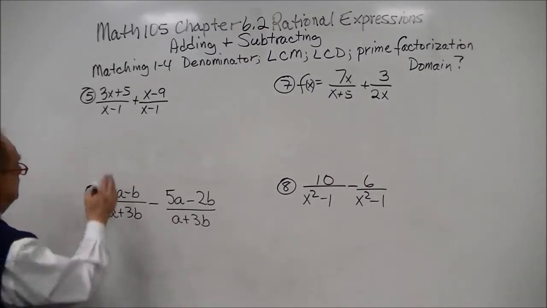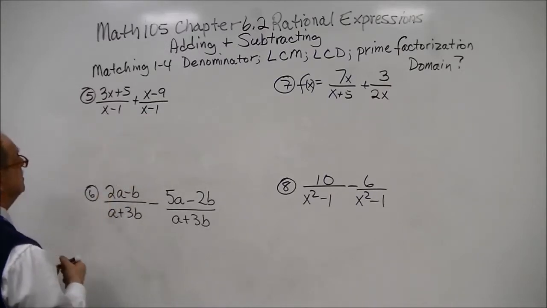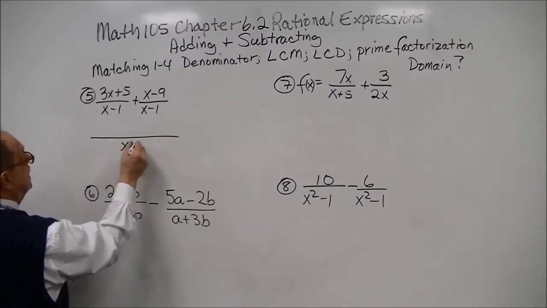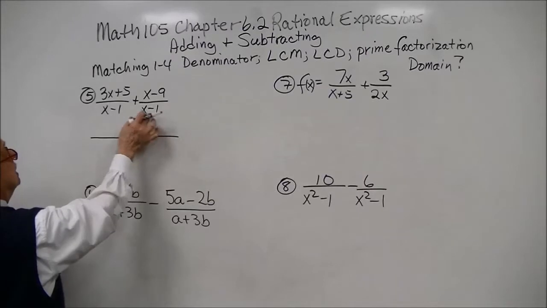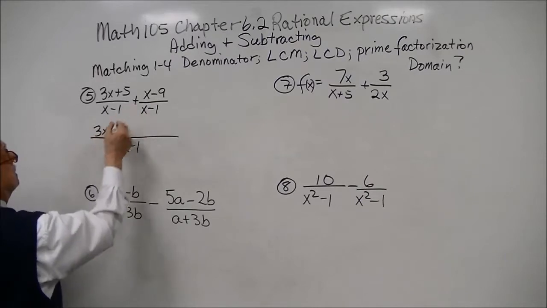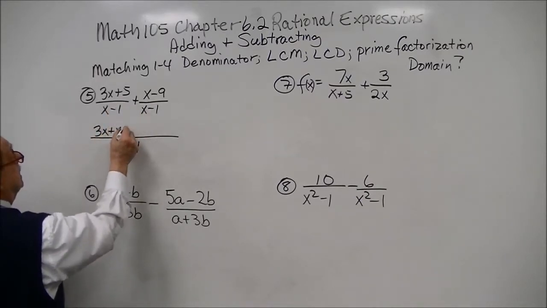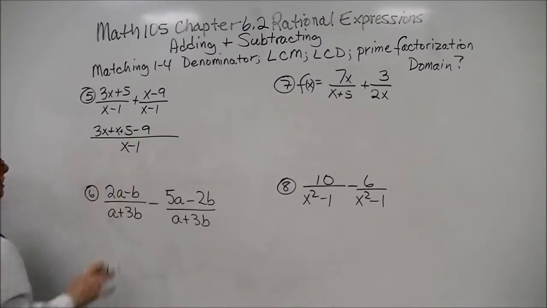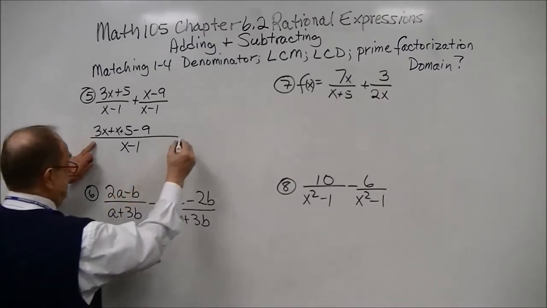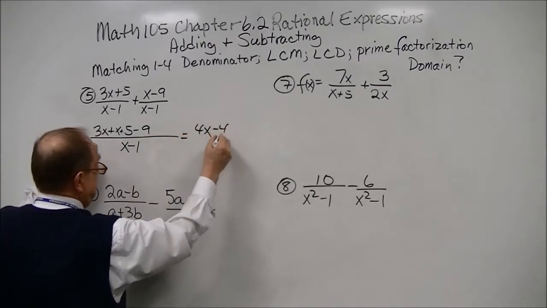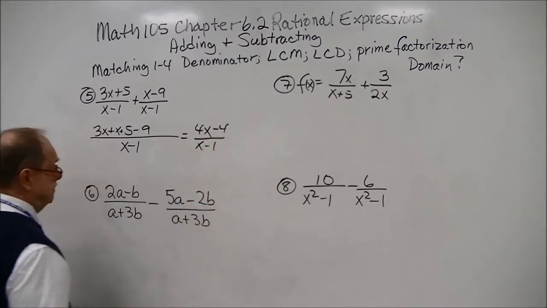So, strategy. The first thing you look at is, oh, they have the same denominator. So, what we do is we put x minus 1, that's our common denominator, and then we just put our numerator. So it'll be 3x plus x, and then 5 minus 9 over our common denominator. And then we end up with 4x minus 4 over x minus 1.